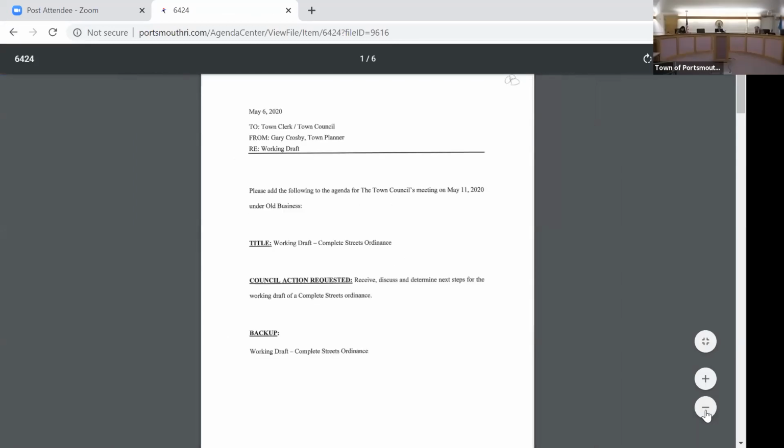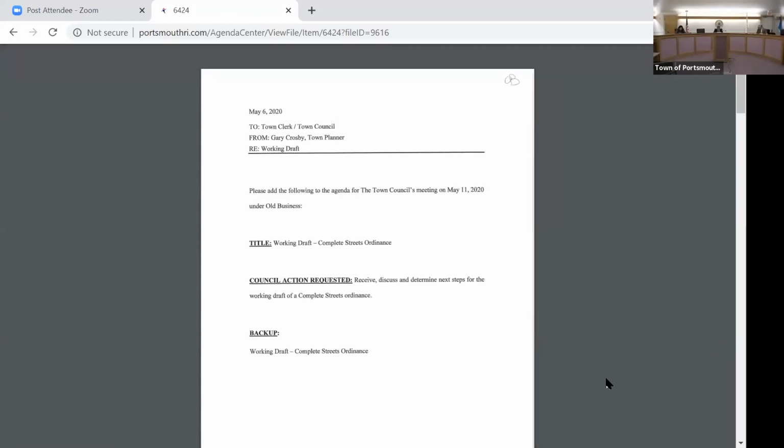Okay, on to old business. Item under old business is receive, discuss, and determine next steps for the working draft of the complete streets ordinance. Mr. Crosby.